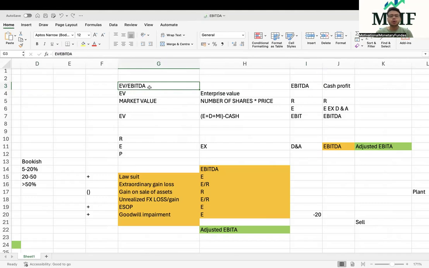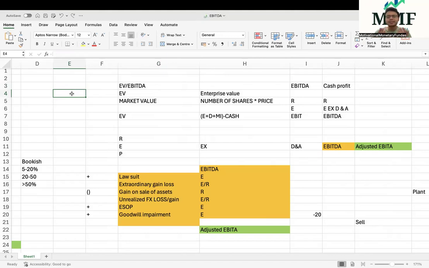And here, if somebody asks you what this multiple tells you, or if you want to interpret this multiple, the interpretation in terms of valuation remains the same as a price to earning, a price to book, a price to free cash flow. You need to see the average 10-year, 5-year multiple of your particular industry. And if your company trades at a higher EV to EBITDA multiple, you might be overvalued. If you trade at a lower value, you might be undervalued.